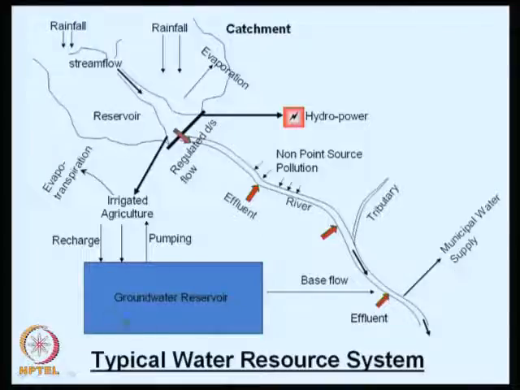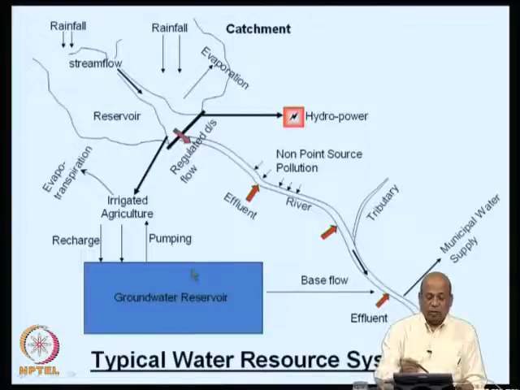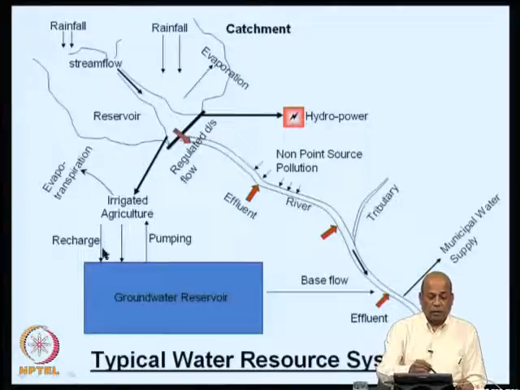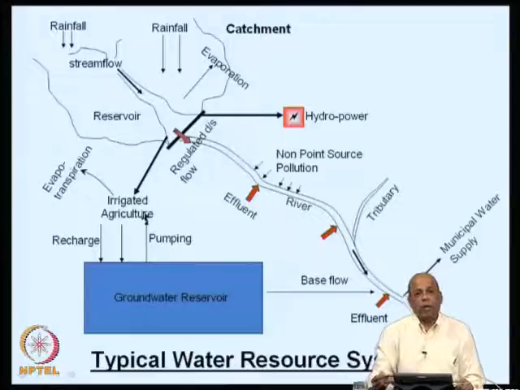Then there is also a groundwater reservoir, and there is a continuous interaction between the groundwater reservoir and the stream flow, surface stream flow. The groundwater also contributes in general as base flow to the stream flow here, and there is a recharge that is occurring from the irrigated area as well as directly from the rainfall. And from the groundwater storage, we are also supplying water through pumping to irrigated agriculture.